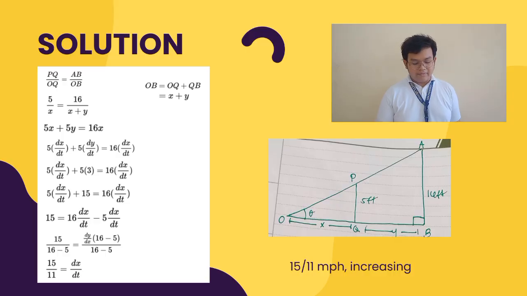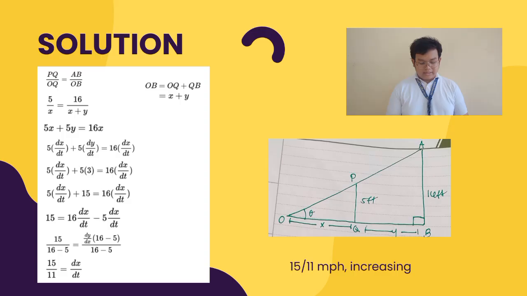So the equation becomes 5 dx over dt plus 15 equals 16 dx over dt. Then we will factor out dx over dt on the right side. We will divide both sides by 16 minus 5. We'll cancel the 16 minus 5 over 16 minus 5, and after that we will simplify it, and the answer will be 1.36 mph, and that is increasing.